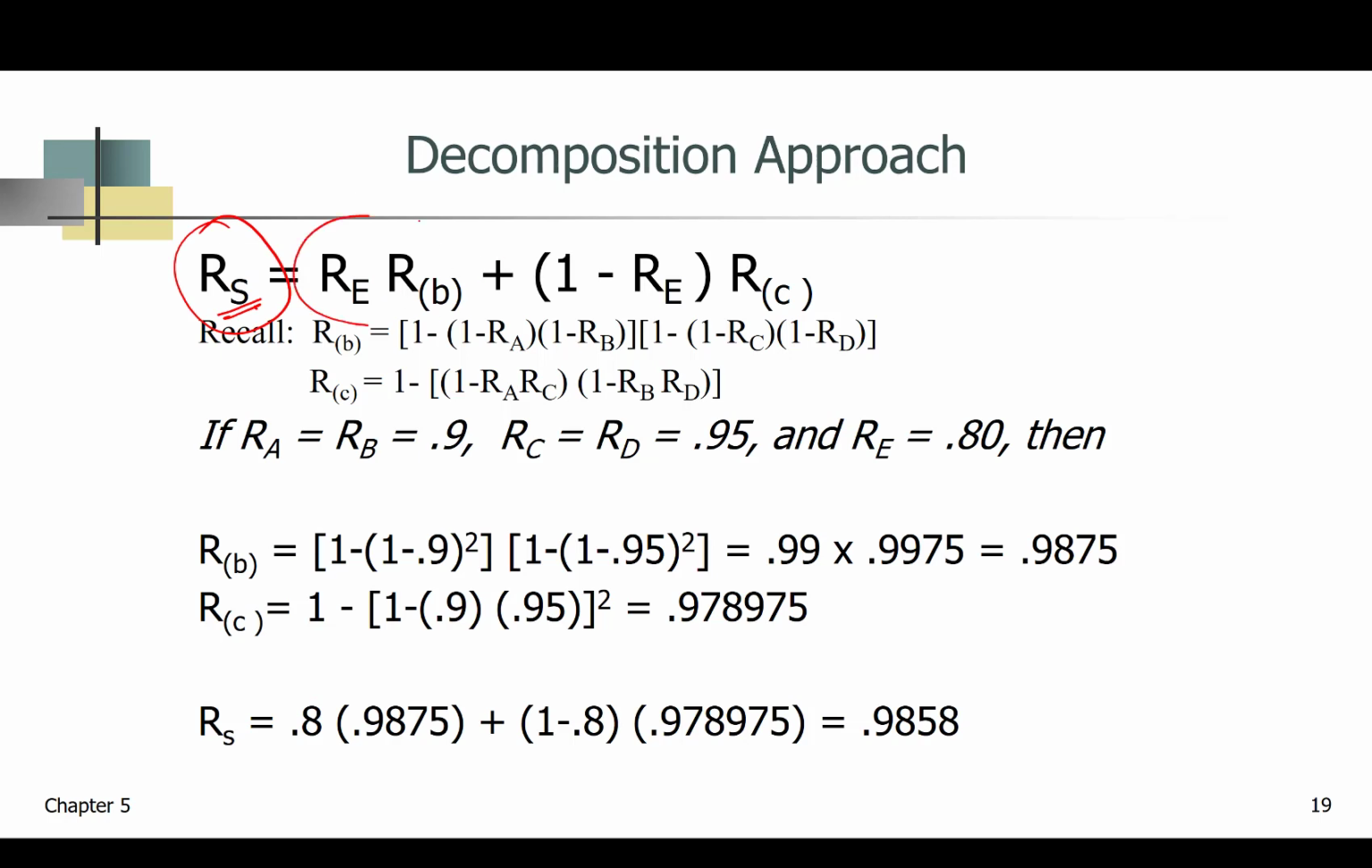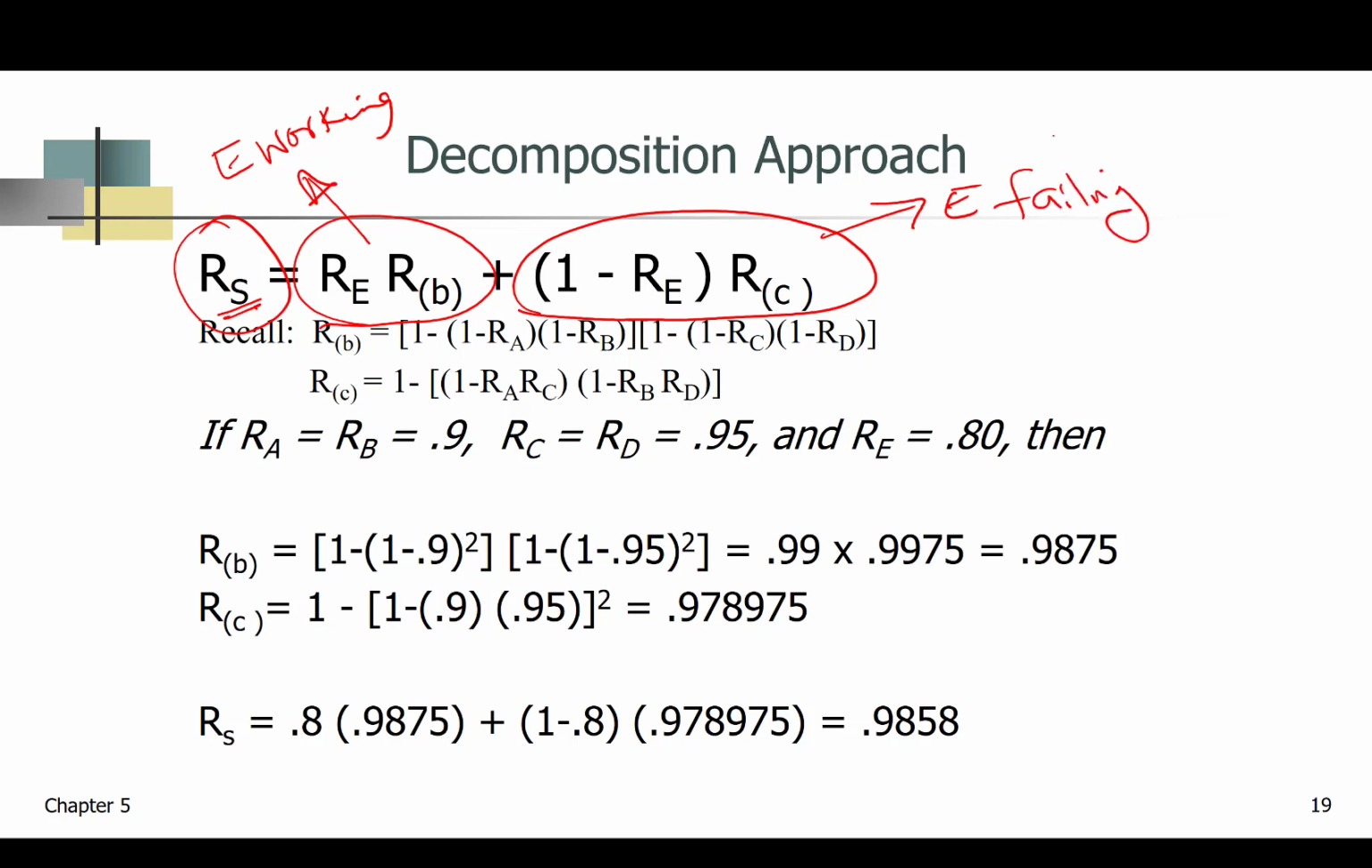So we add the results of first scenario and the second scenario. But in the first scenario, remember, we have E working, and in the second scenario, E is failing. So we multiply the reliability or probability of success of E by the reliability of scenario B. We multiply the failure probability of E times the reliability for scenario C, and then we add them together.